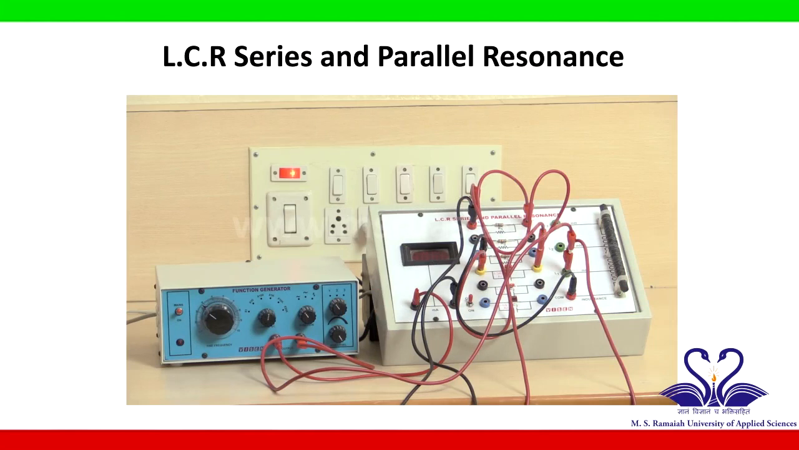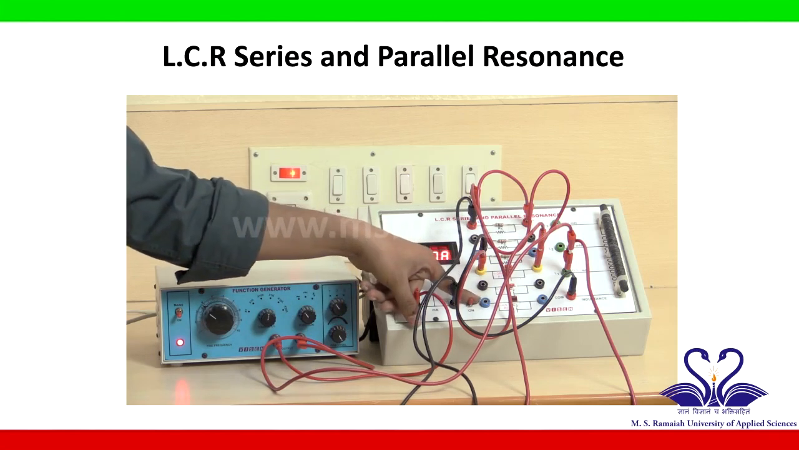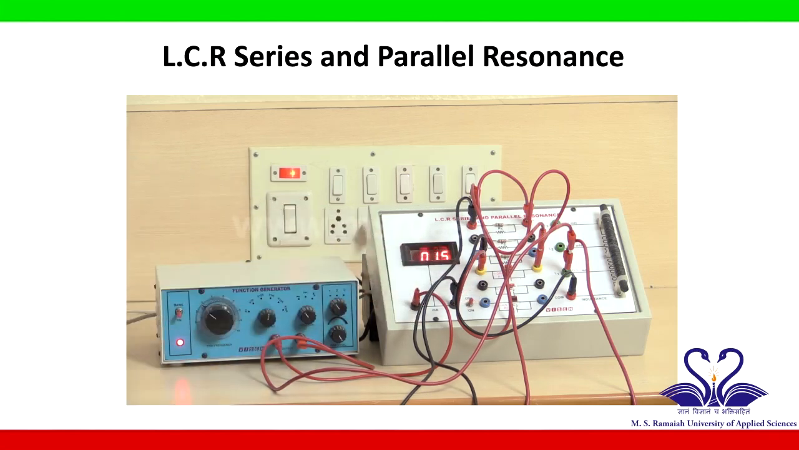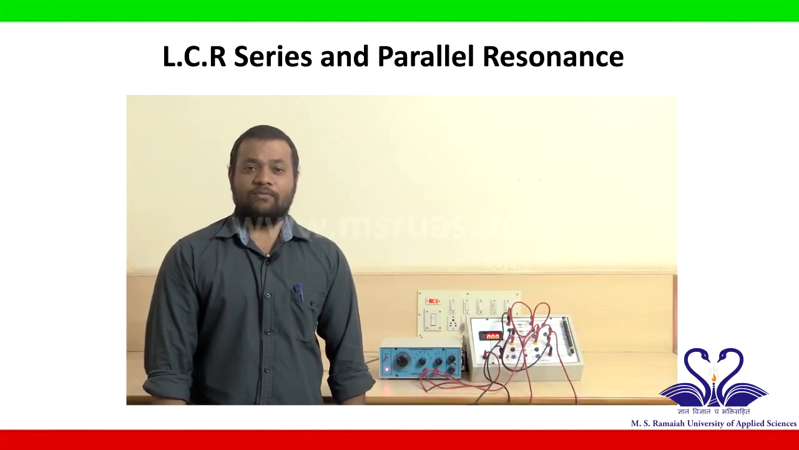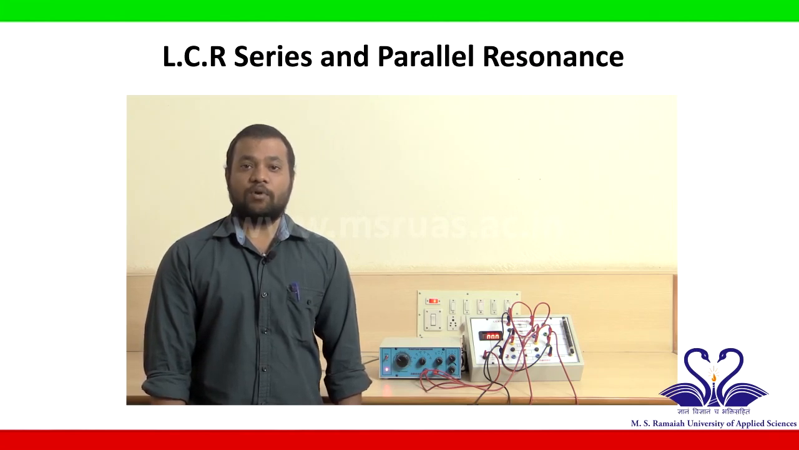Let us start the experiment. Switch on the mains of the function generator and the resonance kit. Note down the current reading for different values of frequency which we have set for the series LCR circuit. From the tabulated values, plot the graph of current versus frequency. From this, measure the value of resonance frequency, which corresponds to minimum current, which gives the resonance frequency for the parallel LCR circuit.